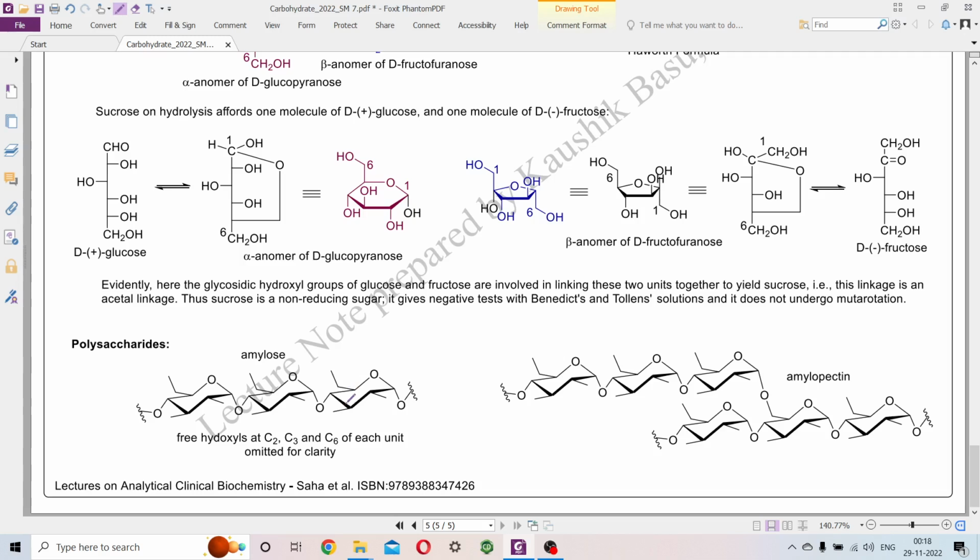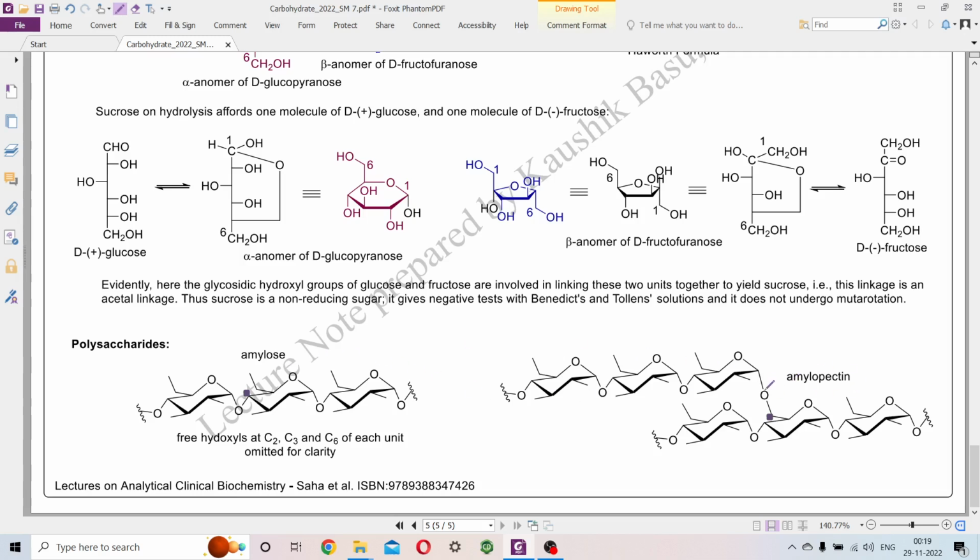In amylose, you have the alpha anomer of D-glucopyranose combining with the C4OH of another alpha-D-glucopyranose, and that chain propagates forming a polymer, so that you have long chains of amylose. On the other hand, if the alpha anomer of D-glucopyranose, such an amylose chain, is forming a cross link with the C6OH of another amylose chain, then it is called the amylopectin.